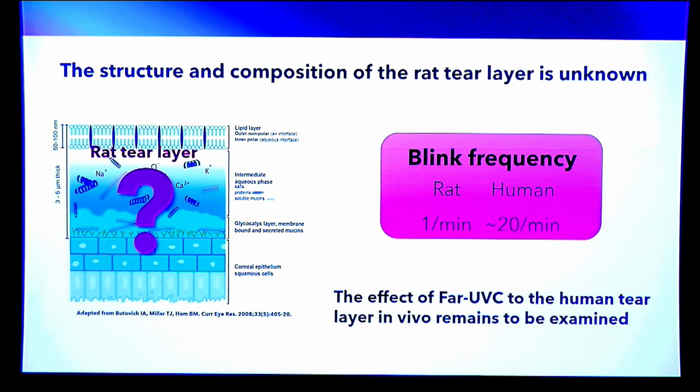As shown in the previous movie, rats, unlike humans, rarely blink. Humans are said to blink about 20 times per minute. On the other hand, rats blink only once per minute. From this perspective, the tear layer may have a different composition and structure from the human tear layer and may be more resistant to dryness. In other words, the effect of Far-UVC on the human tear layer in vivo remains to be examined.